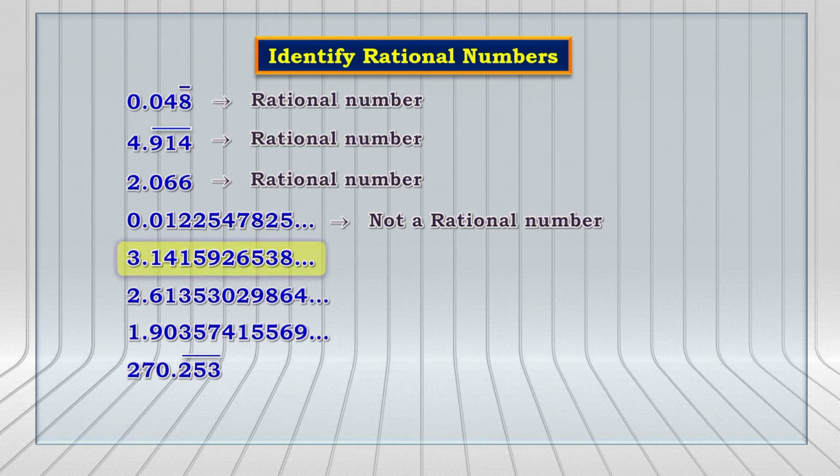Now the next one is 3.1415926538 dot dot dot. Here also you can clearly see that, first of all, it is non-terminating and there is no pattern of numbers repeating. So it is also non-recurring and non-terminating. That's why it will be an irrational number, or not a rational number.